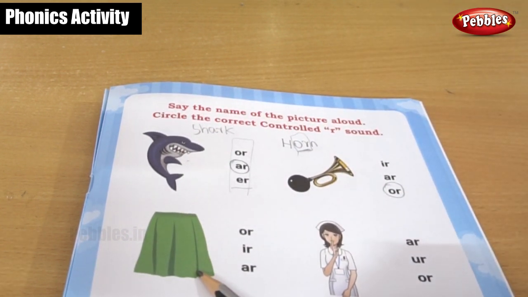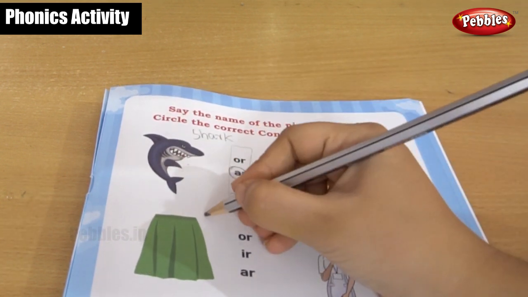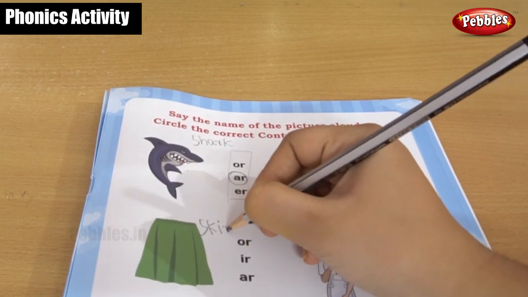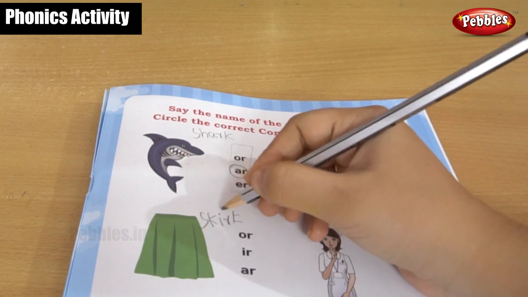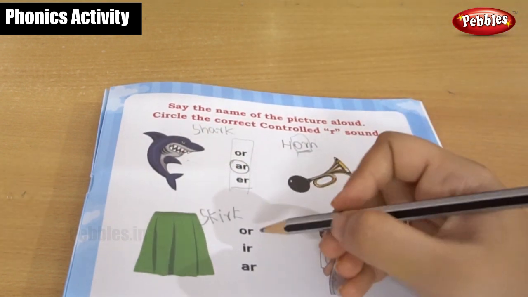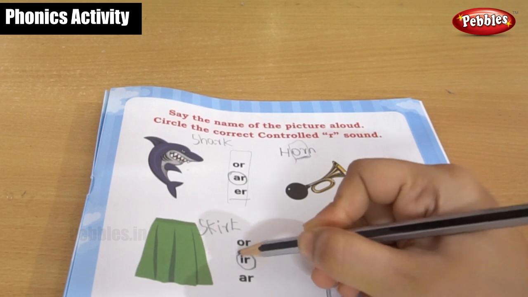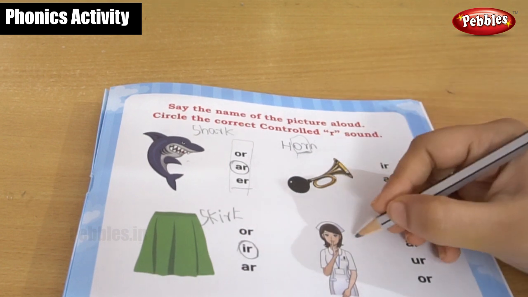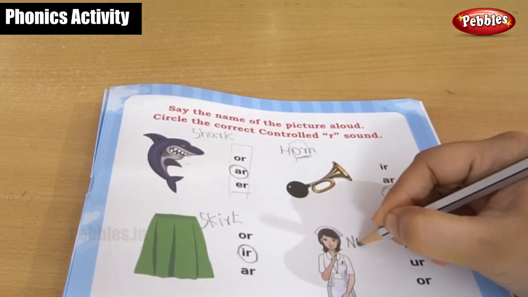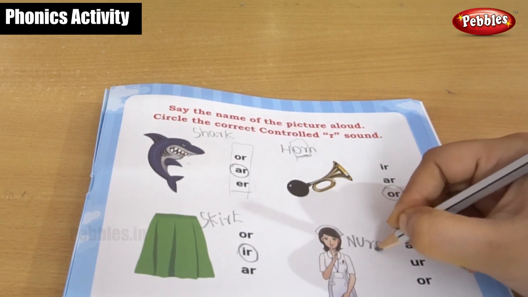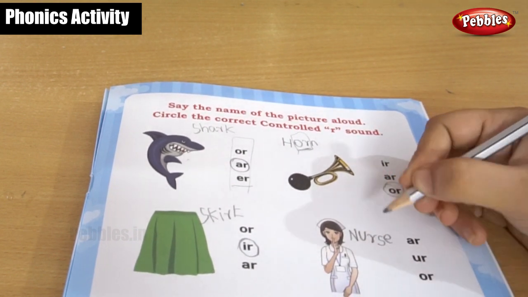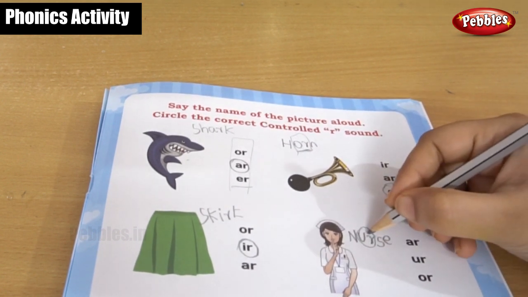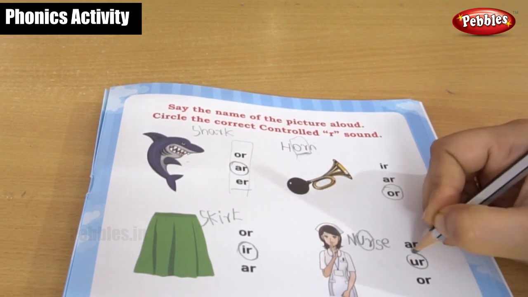This is a skirt, isn't it? Let's write the spelling for skirt. S-K-I-R-T, skirt. Yes, I-R. This is a nurse. Let's write the spelling for nurse. N-U-R-S-E, nurse. Yes, you are getting the little short sound and the R sound. Nurse.